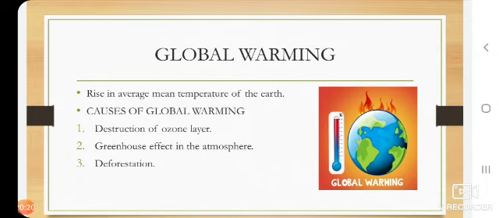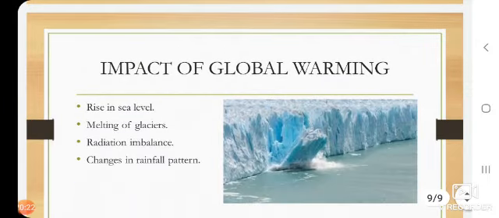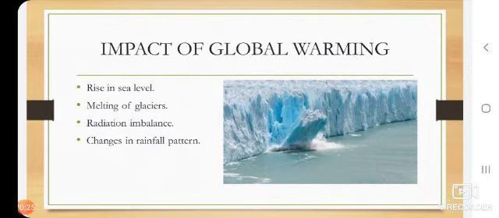Right? Now let us learn about the impact of global warming. Because of this global warming, what is the impact? Impact is nothing but the effect. Because of global warming, there is the melting of glaciers, snow mountains, and the polar ice caps. Why is there melting? Because there is an increase in the temperature. Naturally, there is a melting of the glaciers.